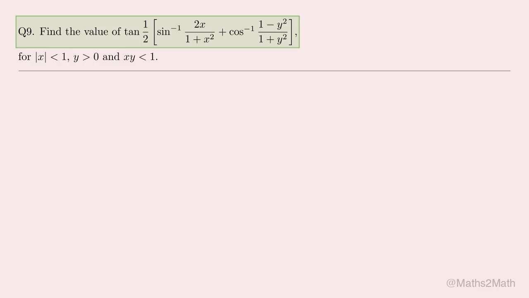Question 9. Both fractions inside are famous. They are the tan half-angle forms of sine and cosine. The conditions on x and y keep every substitution inside its principal branch.